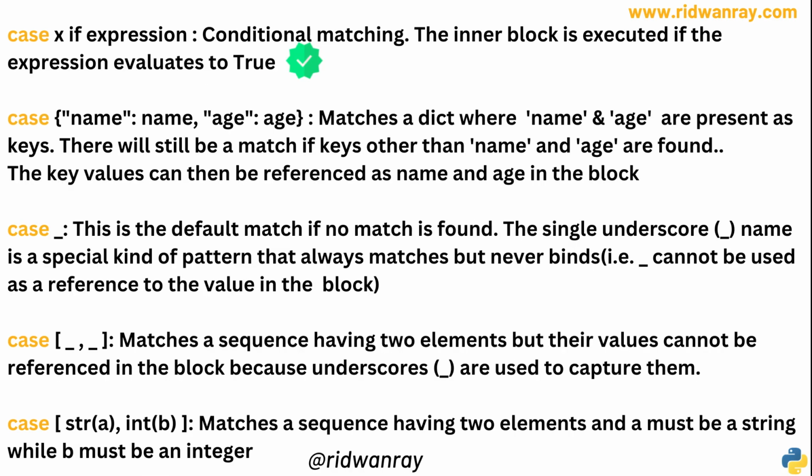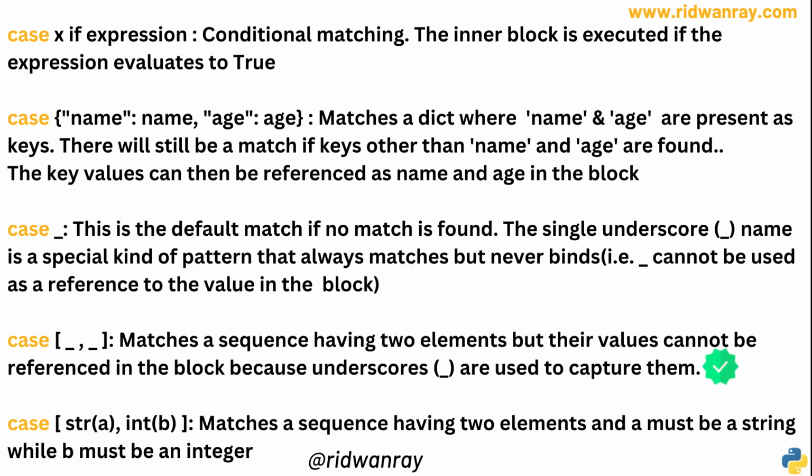We also have a conditional matching, which is used to do any further check. This is going to match a dictionary where name and age are present as keys in the dictionary. An underscore is referred to as a default case. This case is similar to the else keyword when using if statements.